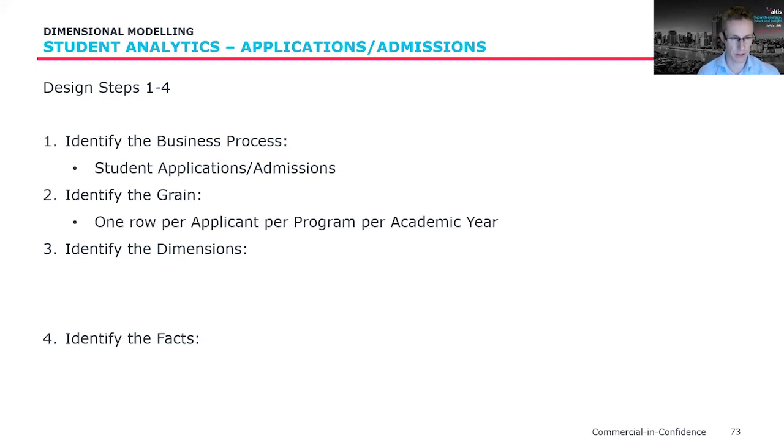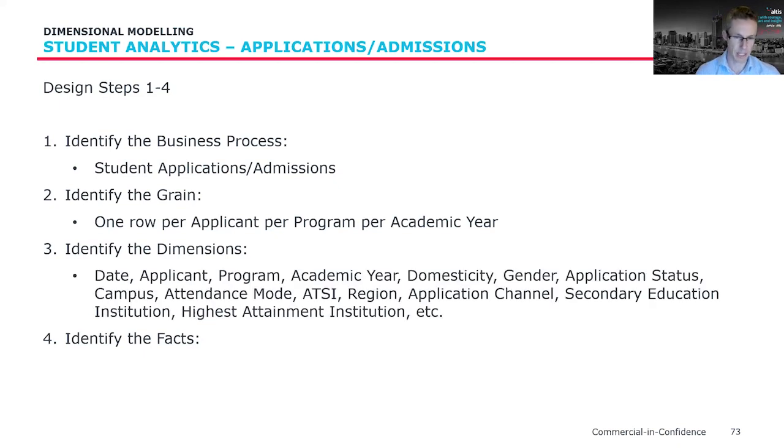So identifying the grain as 1 row per applicant per program per academic year. Some of the dimensions, not all of them, that we might be interested in is information about the applicant, what program they're applying to, what's their application status, what campus are they interested in taking that program at, what was their application channel, were they a direct applicant, did they come via a tertiary admission centre, did they come by a recruiting agent, etc. What was their secondary education institution and their highest level of attainment, and these sorts of things.